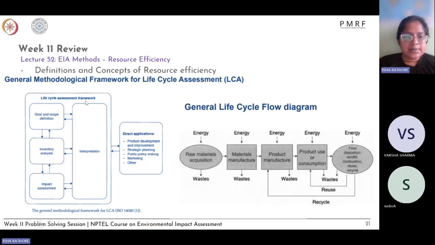And for doing the life cycle assessment framework, we first look at the goals and scope definition, the inventory analysis, and the impact assessment. At each stage, we look at what this actually means and we interpret it. And it can be done for a number of applications. So during your product development and improvement, during strategic planning, public policy making, marketing, and other things, you can do a life cycle assessment.